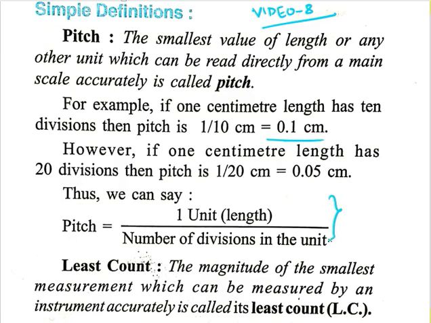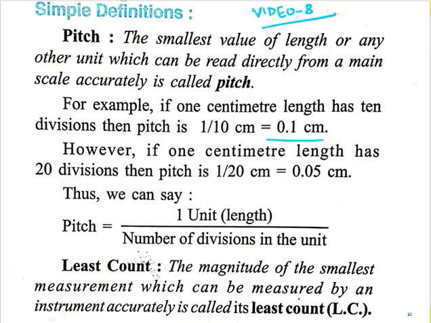Thus we have got the formula of pitch. So you have to remember this formula. You have got the first formula. So what is pitch? Pitch is one unit, that is your length, divided by the number of divisions in the unit. One unit means 1 centimeter or something. So 1 divided by number of divisions. If division is 20, take 20. If division is 10, 1 unit length divided by number of divisions. Either it may be 20 or it may be 10. So this will give you our pitch.